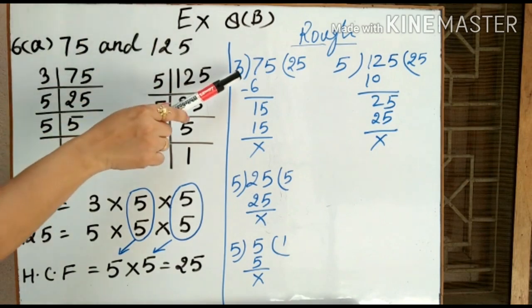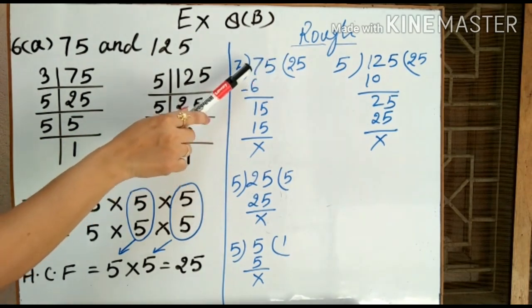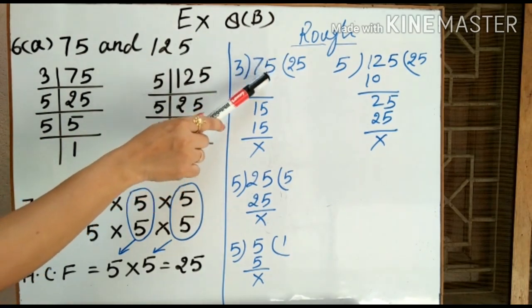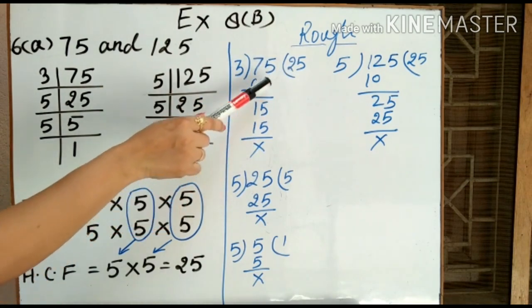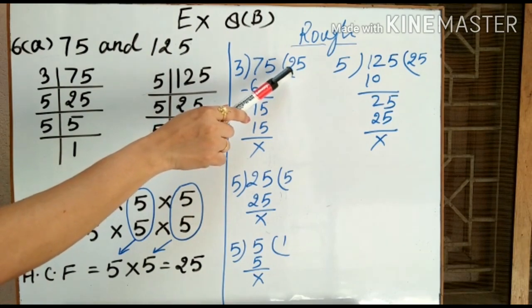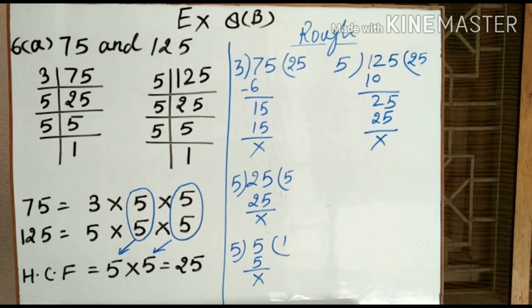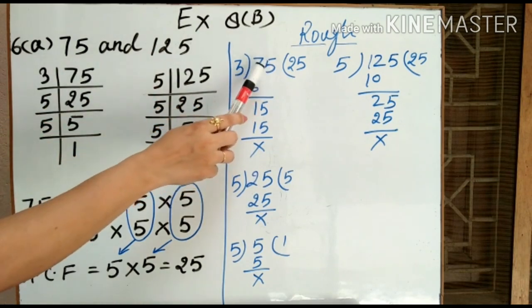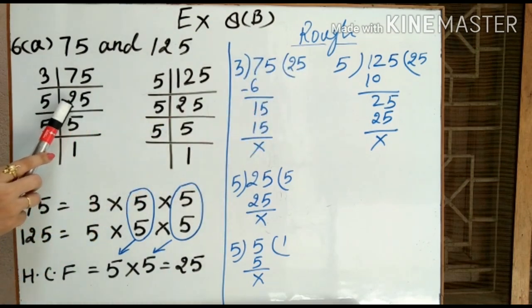How to divide? We can do rough work inside. 3 2s are 6, 7 minus 6 equals 1, and we will write the next number 5. 3 5s are 15. What will be the quotient? We will write it here. I repeat, the smallest prime number which we select, we will write here. After division, the quotient we will write here. The quotient of 75 and 3 is 25. That's why we will write 25 here.